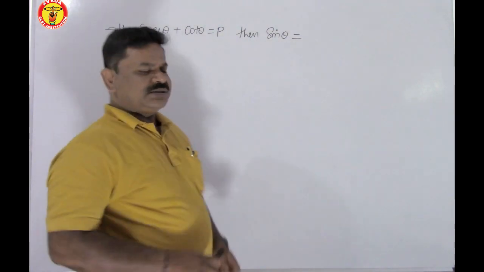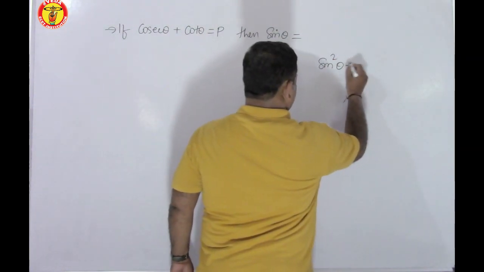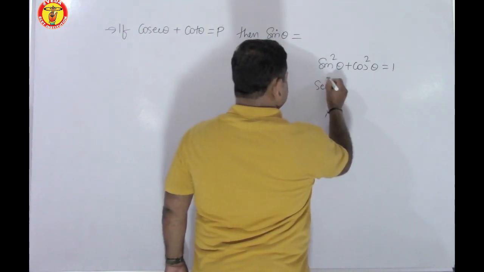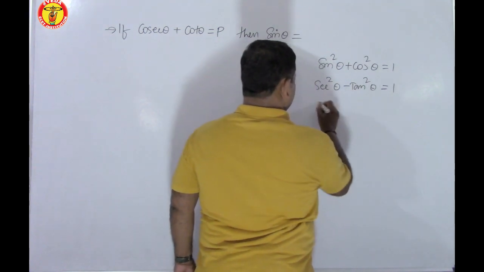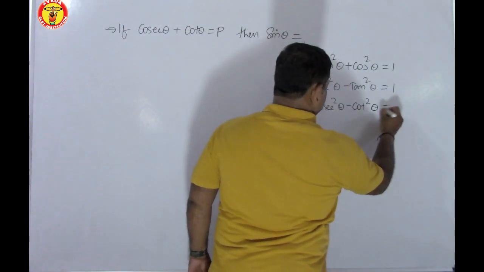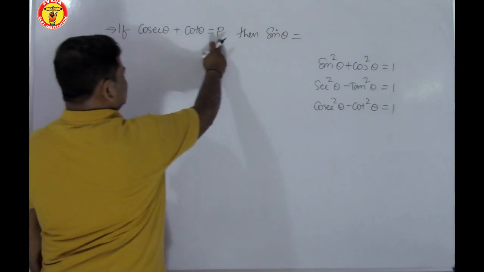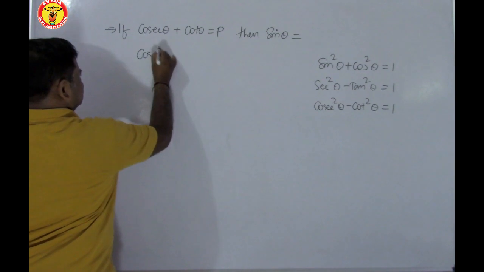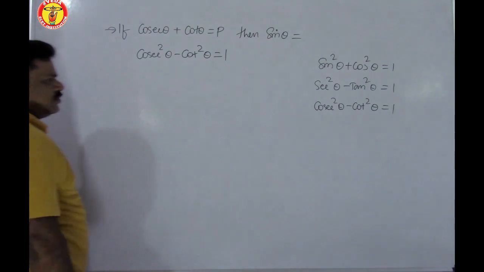Now what are the identities we have? We have sin square theta plus cos square theta is equal to 1, secant square theta minus tan square theta is equal to 1, cosecant square theta minus cot square theta is equal to 1. Like this. We have cosecant theta plus cot theta is equal to P. For this problem, we are using the identity cosecant square theta minus cot square theta, which is equal to 1.